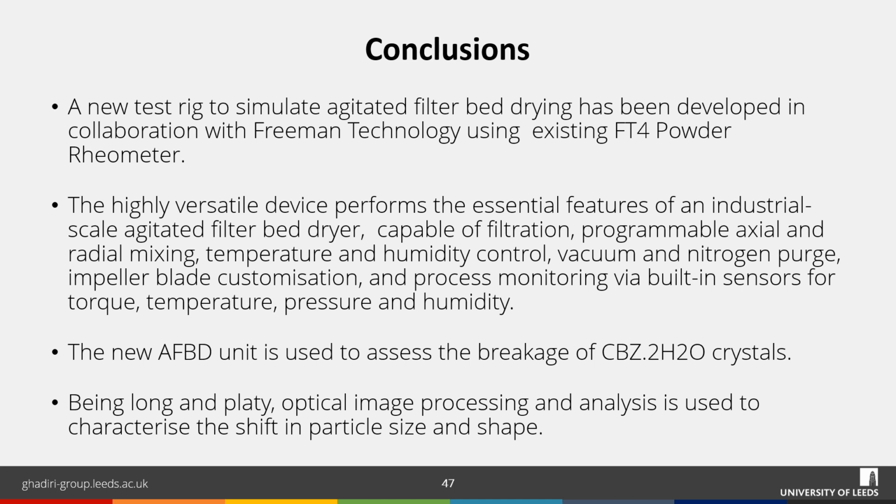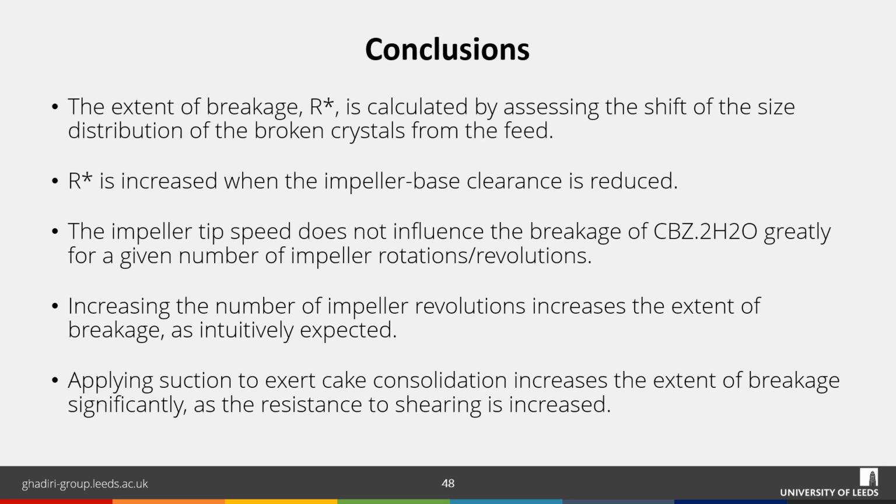The new AFBD unit is used to assess the breakage of carbamazepine dihydrate crystals, and being long and platy, optical image processing and analysis is used to characterize the shift in particle size and shape. The extent of breakage is calculated by assessing the shift of the size distributions of the broken crystals from the unbroken crystals. The extent of breakage is increased when the impeller base clearance is reduced.